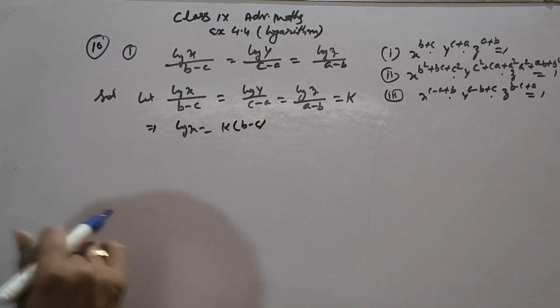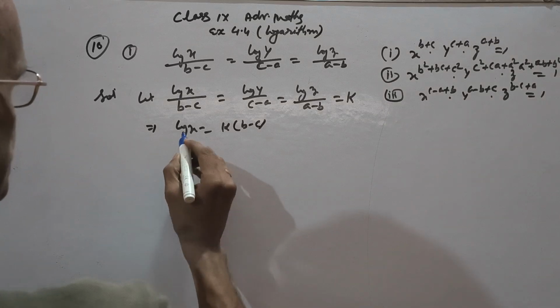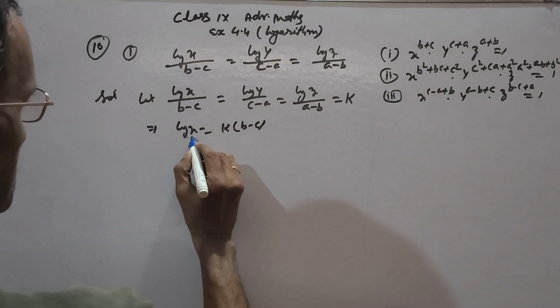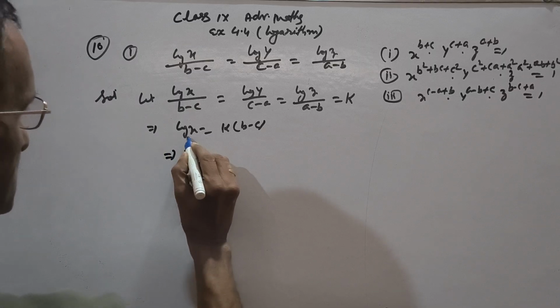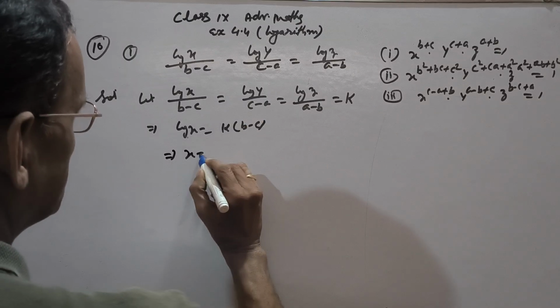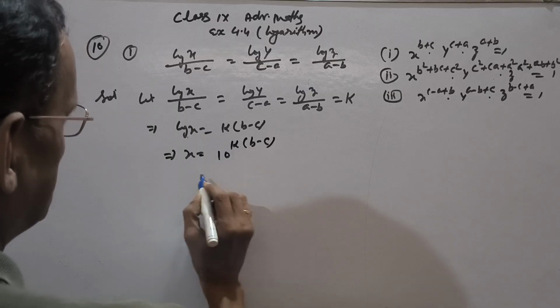Now see, we are doing common logarithm and common logarithm has base 10. So if nothing is given, still the base is 10 here. So when we remove log, what will we get? x equal to 10 to the power k into b minus c.